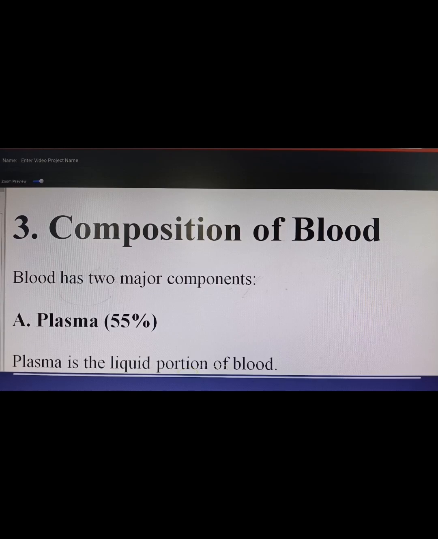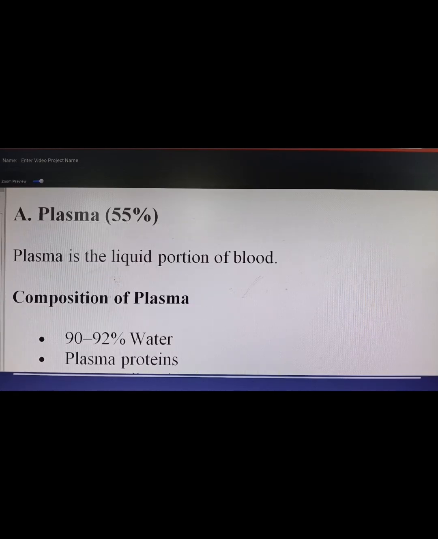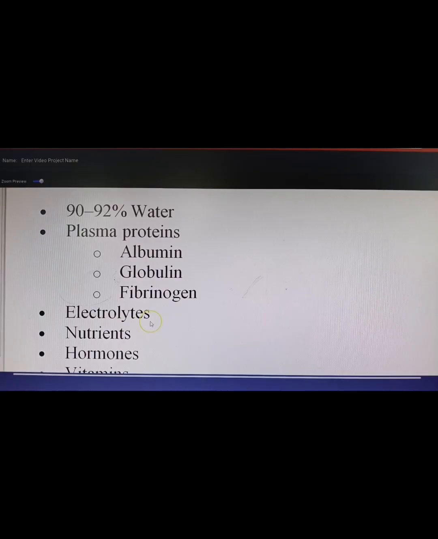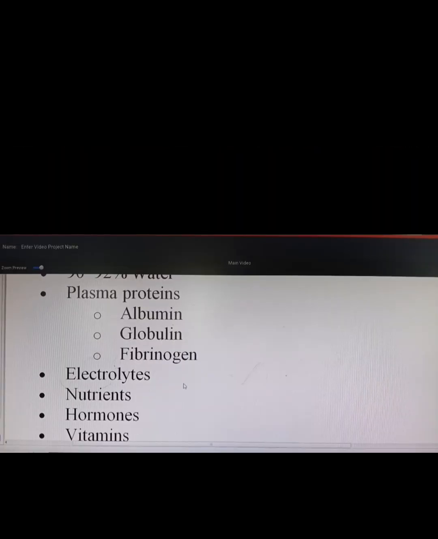Plasma is the liquid portion of blood. Now we will discuss the composition of plasma. Plasma consists of 90 to 92% water and plasma proteins such as albumin, globulin and fibrinogen. These are the three different kinds of proteins present in plasma. Next one is electrolytes, such as sodium, potassium, calcium, magnesium, bicarbonates, chloride, phosphates and sulfates. These are the electrolytes present in plasma.